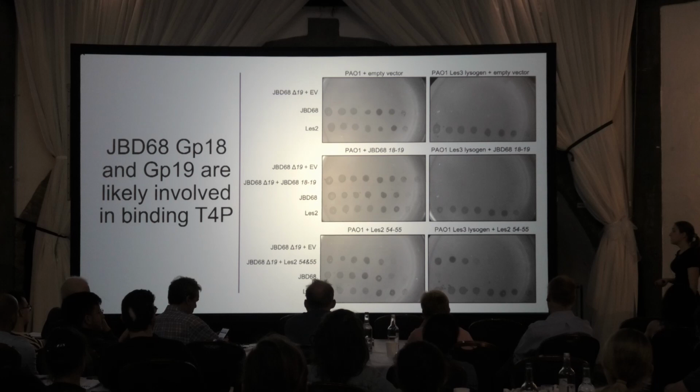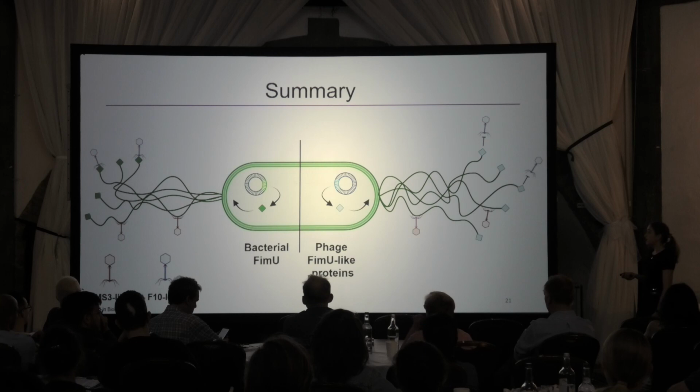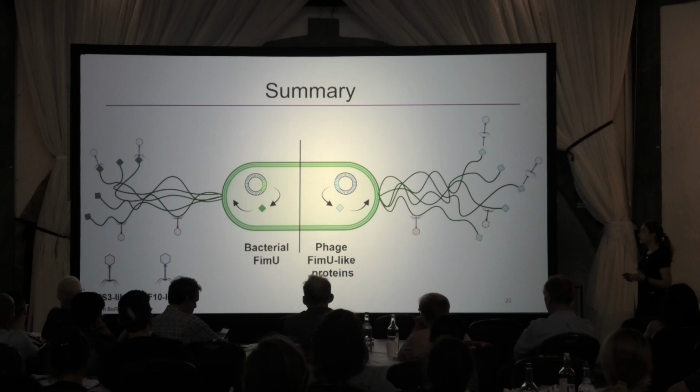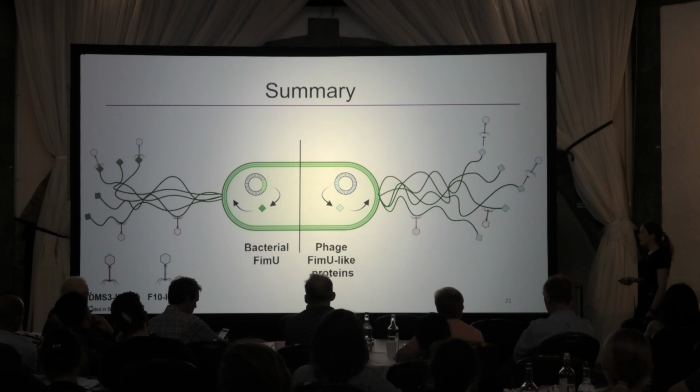So this suggests that the 18-19 and our homologs could potentially be involved in interaction with the type 4 pilus and mediating these different specificities we're seeing. So in summary, what I've shown you here today is that some phages, like DMS3, seem to have a single pilus binding protein, and they're actually interacting with the major killing protein PilA along the length of the type 4 pilus. Other phages, like these F10-like phages, seem to have their own unique pilus binding proteins.